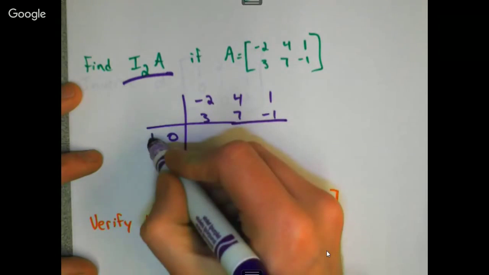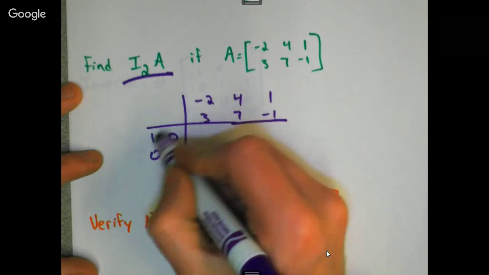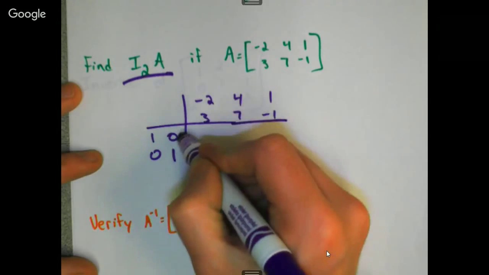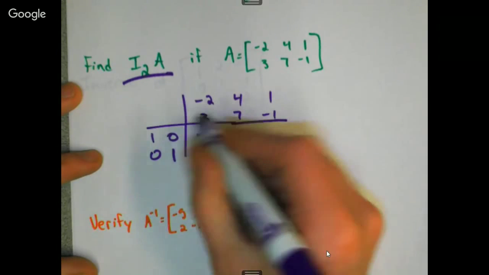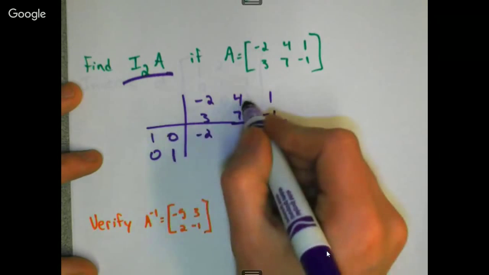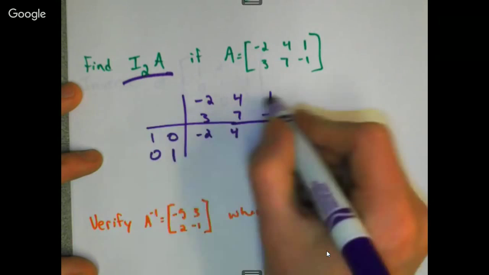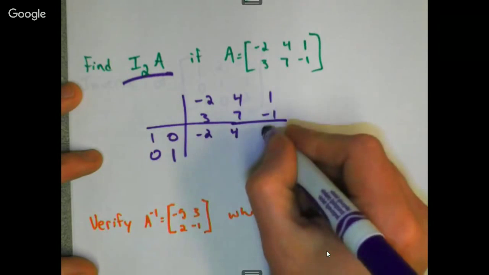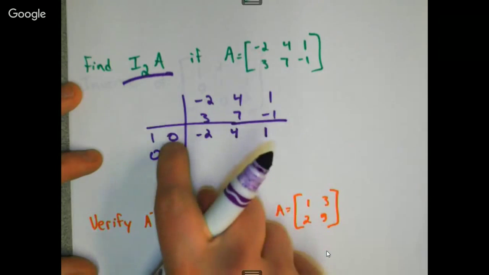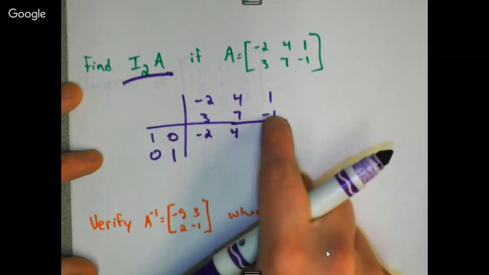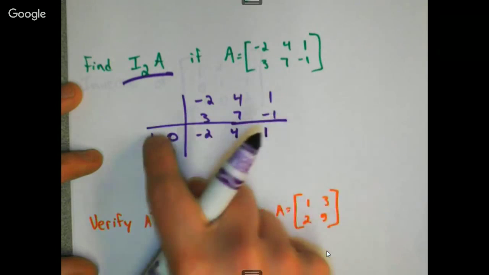Okay, so we have 1 times -2 and then 0 there. So that's -2. We have 1 times 4, 0 times 7, so that's 4. And 1 times 1, 0 times -1, it's 1. Notice I just took 0 times this whole second row. All that canceled out. 1 times this one.